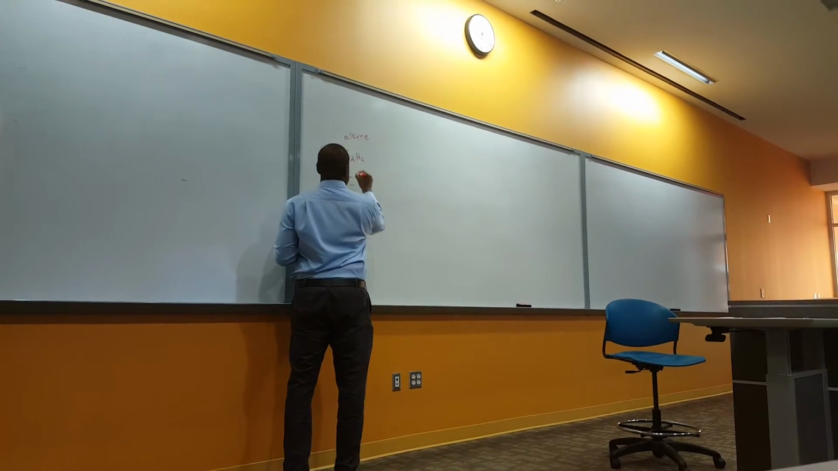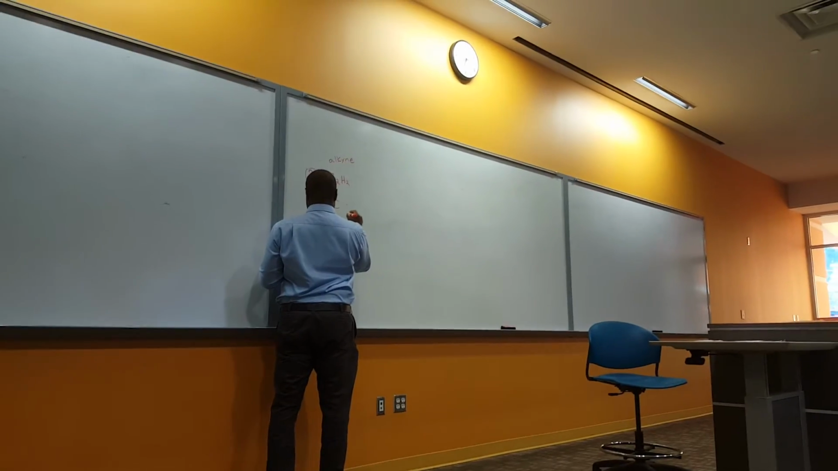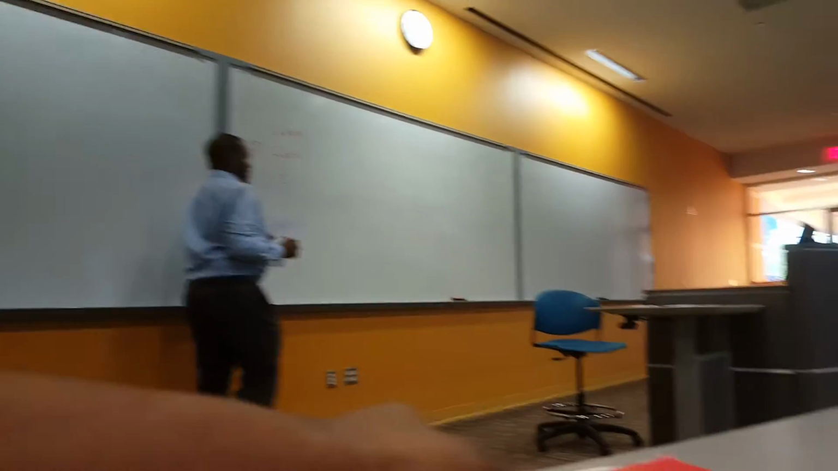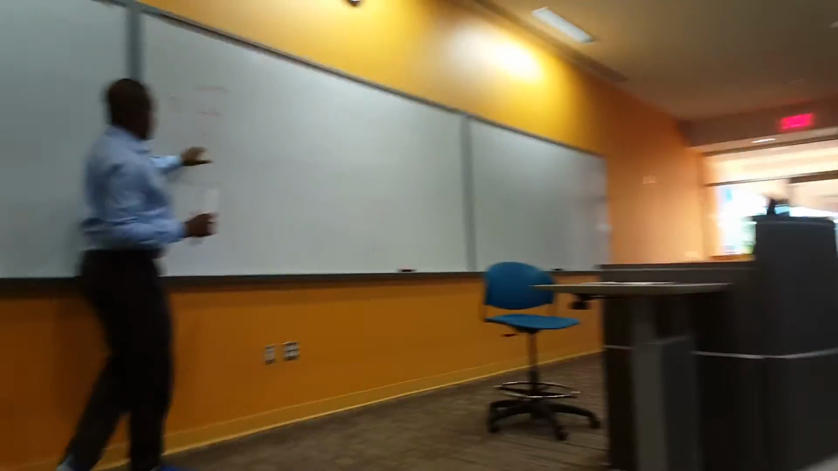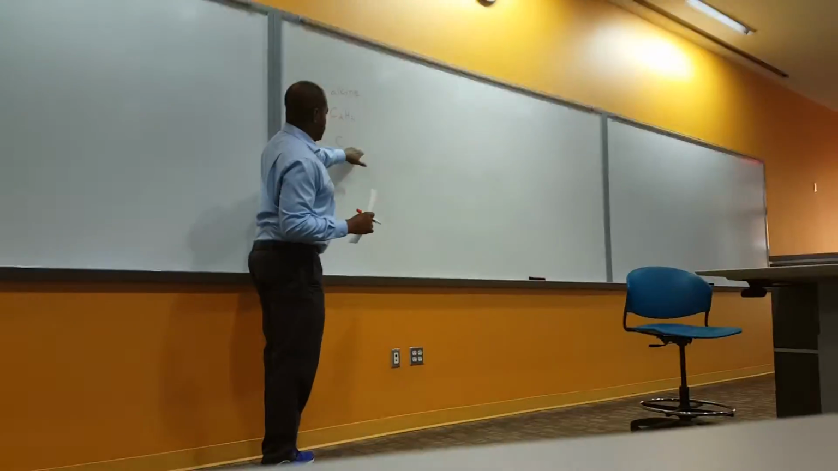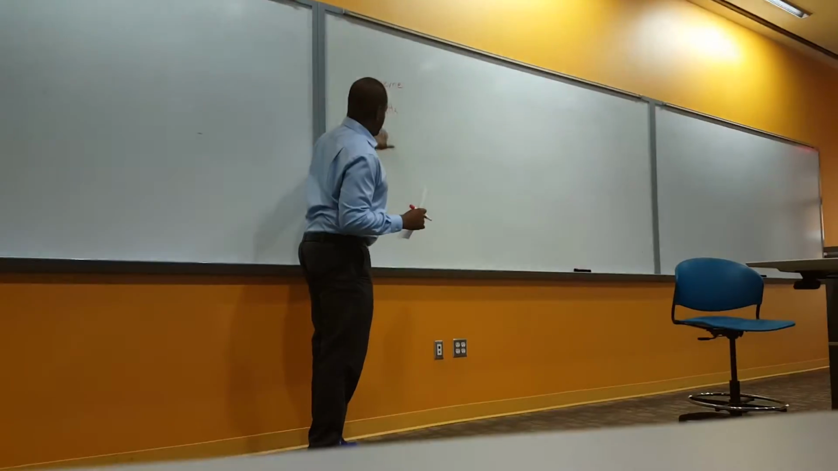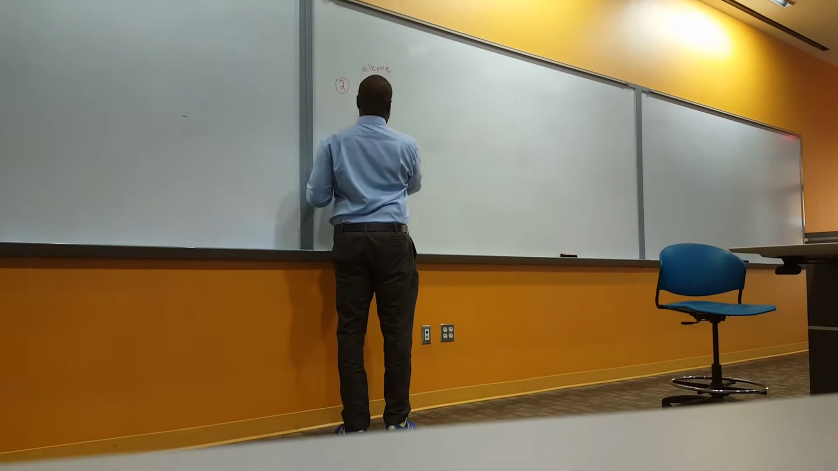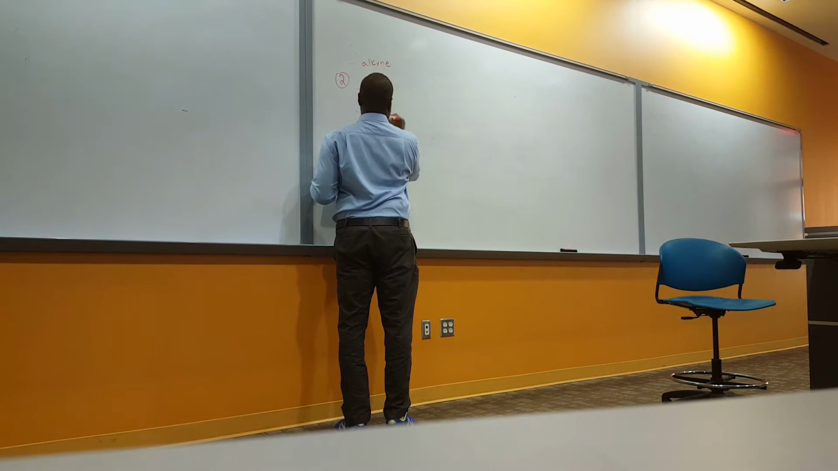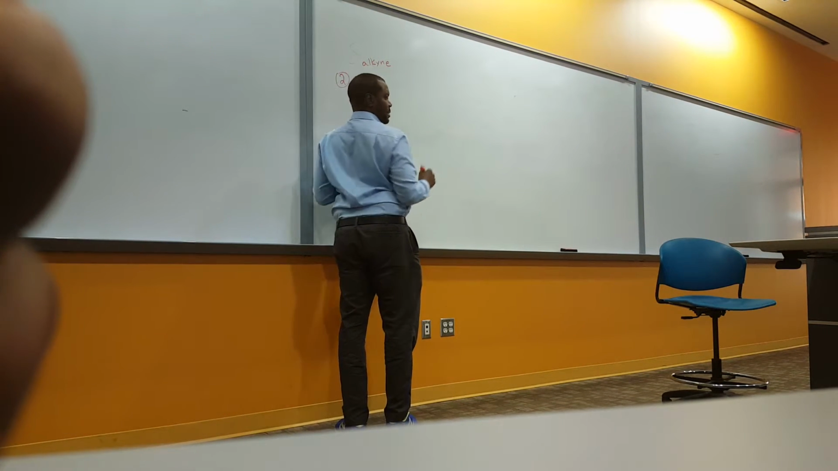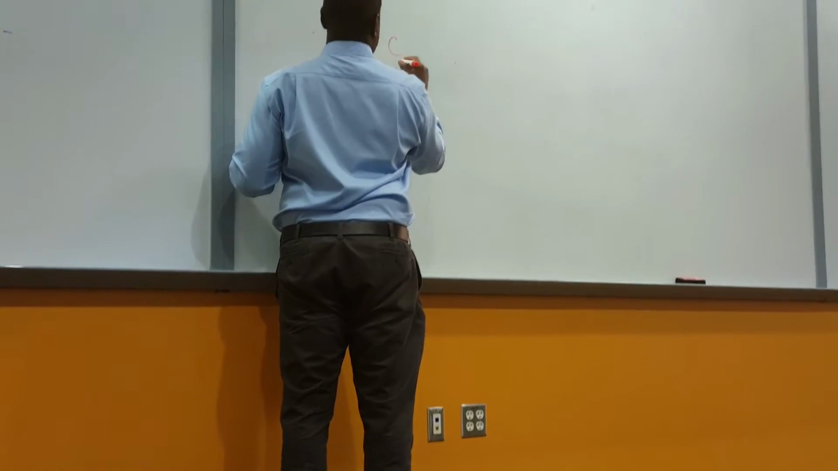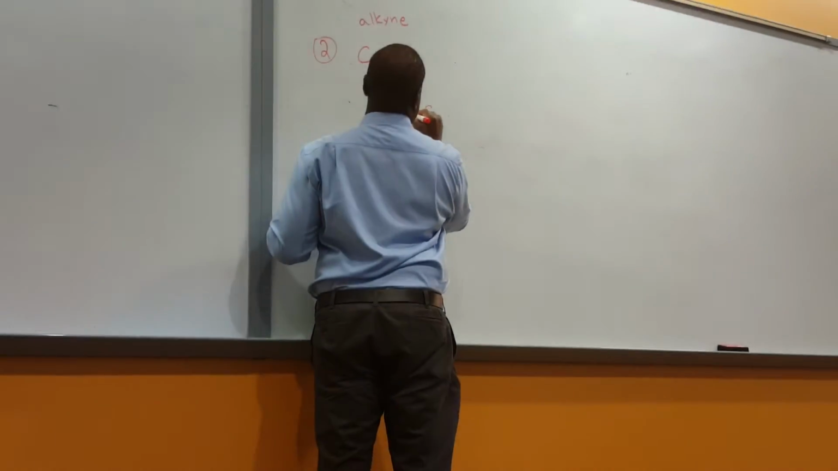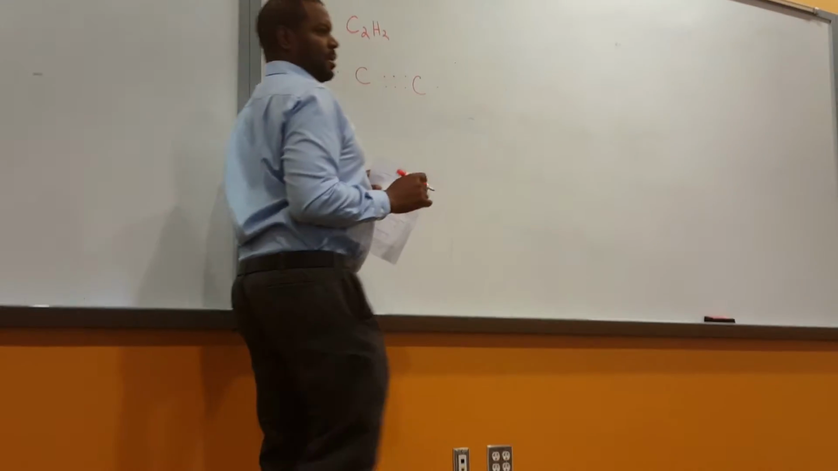Carbon is group 4, so 1, 2, 3, 4, but since these are available for bonding, you want to be a little more organized, right? So you want to say 1, 2, 3, 4, like that. And you draw the other carbon, you're going to do the same thing. 1, 2, 3, 4, right?